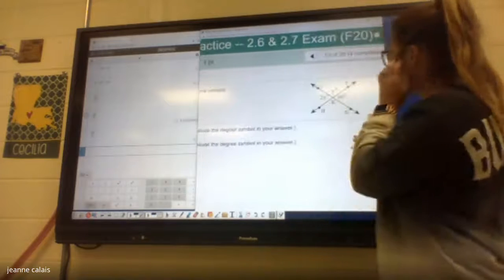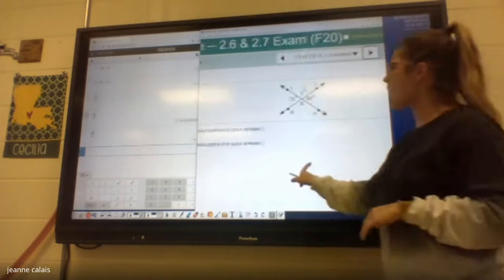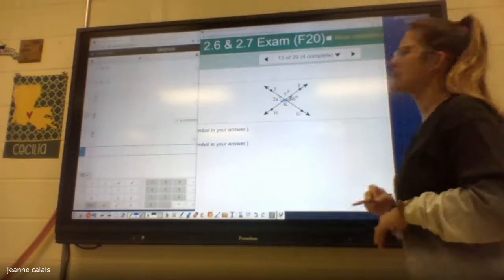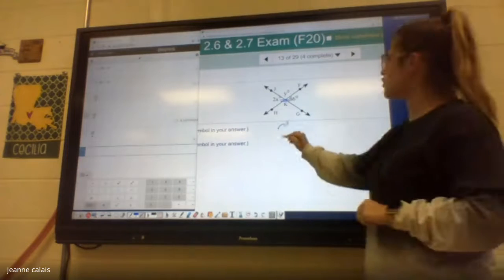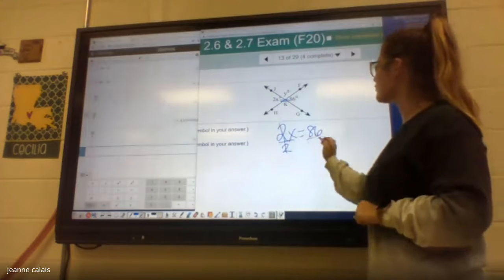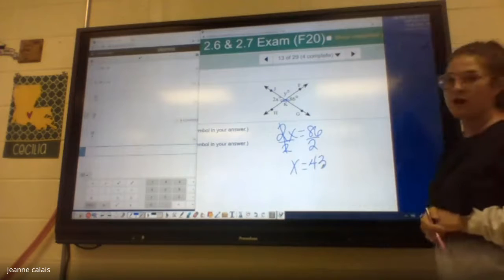All right, so again, I want to find the value of the variable for this problem. So I'm going to start with x because I like vertical angles. So 2x equals 86 divided by 2. X equals 43. Very simple there.